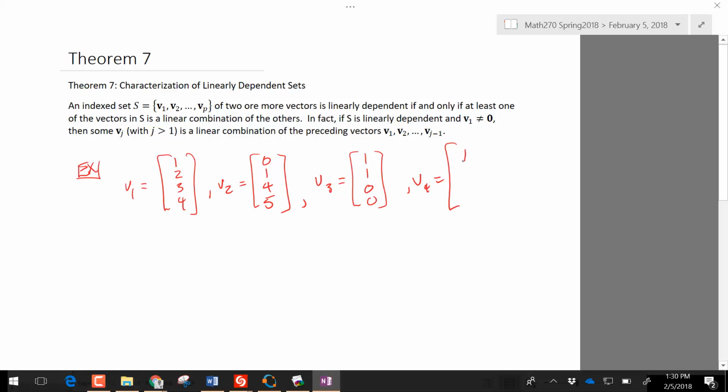So 1, 3, 7, and 9. I just added v1 and v2. Okay. So I have 4 vectors, and they happen to be in R4. And then these vectors are linearly dependent. Even if one of them is dependent on a couple of others, then it's a dependent set, yes.